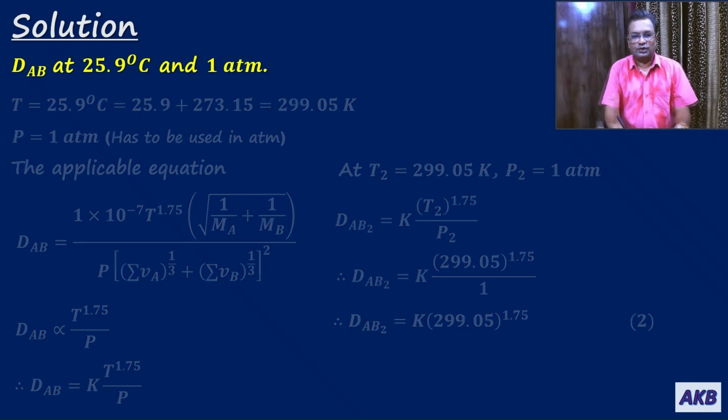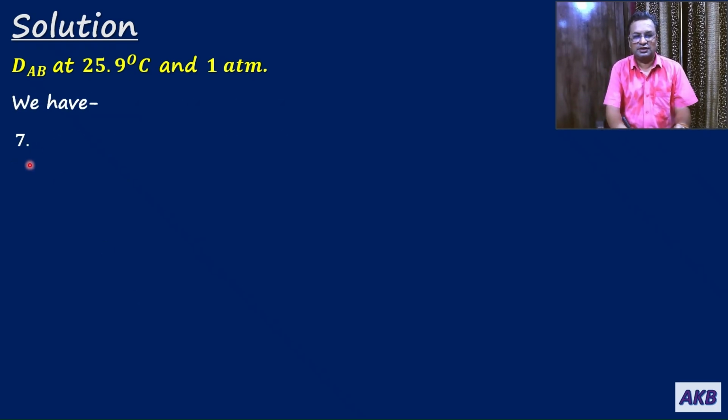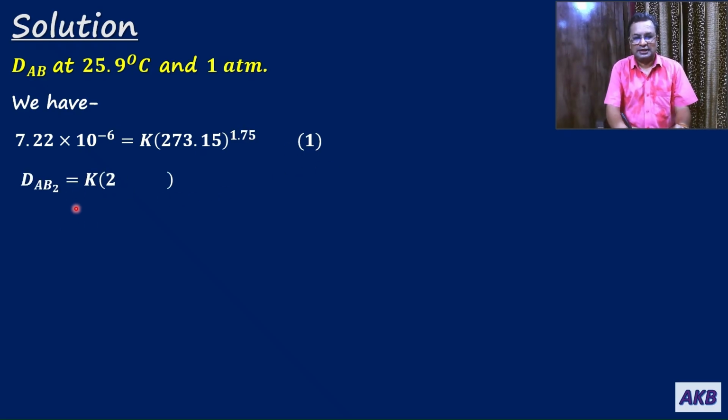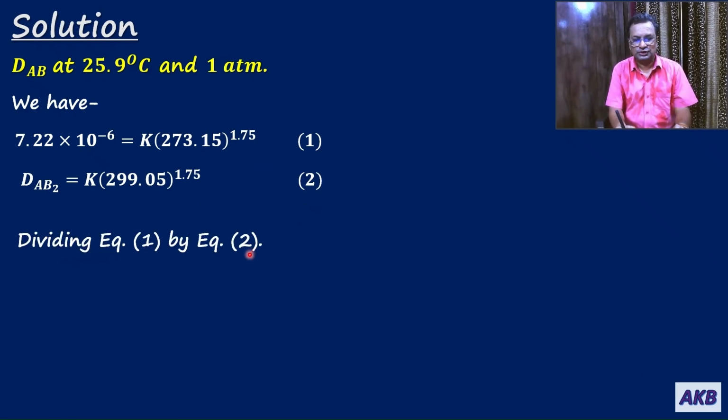Let us move on. So we got two equations. One is 7.22 into 10 to the power minus 6 equal to k into 273.15 raised to 1.75. That was equation number 1. And the other equation was dAB2 is equal to k into 299.05 raised to 1.75. That was equation 2. Now what I will do, I will divide equation 1 by equation 2. That is, the left hand side of 1 will be divided with the left hand side of 2, and the right hand side of 1 will be divided with the right hand side of 2.